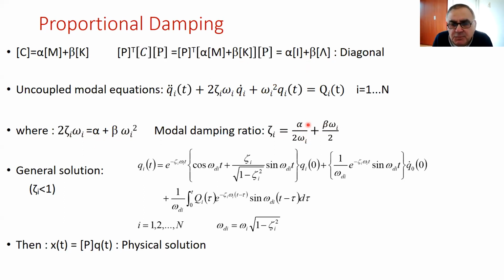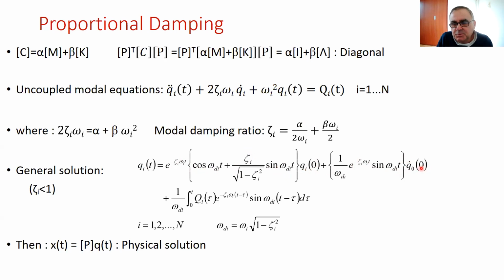If you somehow select alpha and beta, omega is given, you can get any kind of a modal damping ratio, or alternatively, you can select a modal damping ratio, and from there you can get an alpha and beta. It doesn't matter. But then you can solve for your system's equations. I have given a terrible looking solution here, but it's not that complicated. This is the response to the initial condition Qi 0, okay?